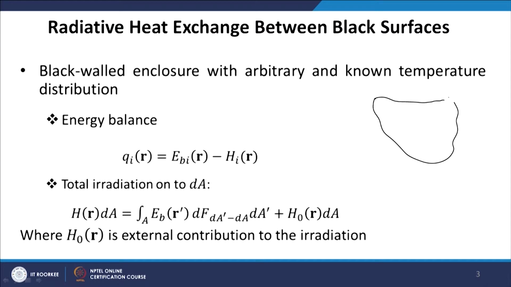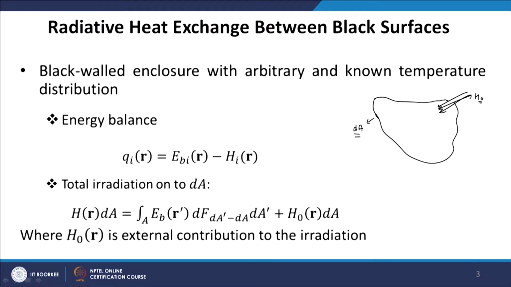So here I am just going to take a special enclosure where we have a small opening through which some kind of radiation from outside can also come, okay. There is a small opening inside this enclosure and there is a small elemental area, let us call this dA, okay. So we want to write an energy balance for this surface dA. Surface dA receives some radiation from the rest of the enclosure as well as the outside radiation, H0. H0 is radiation coming from outside the enclosure.